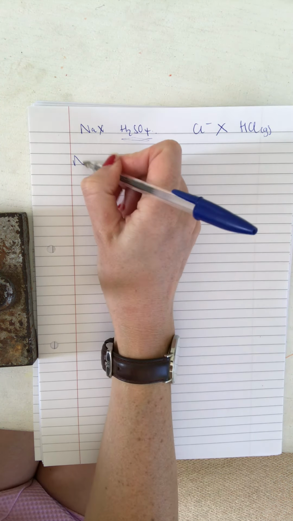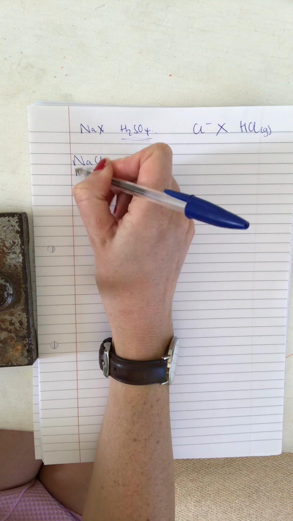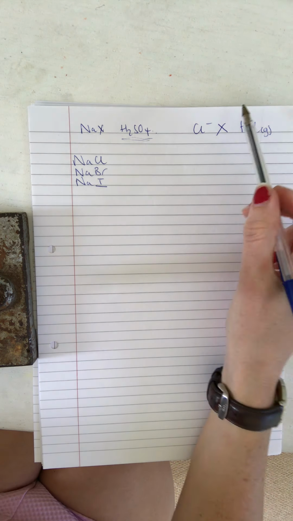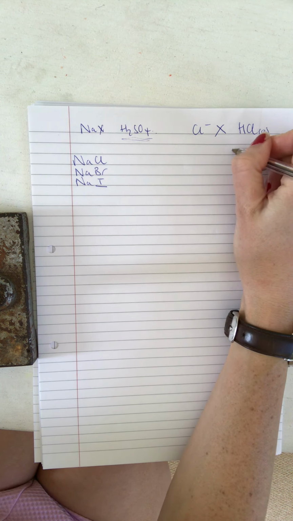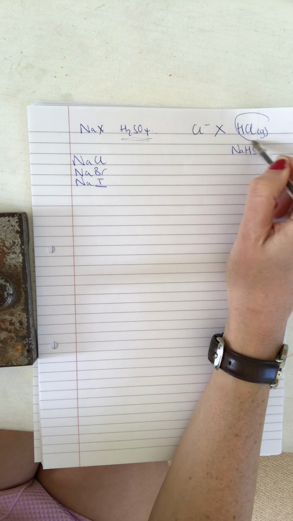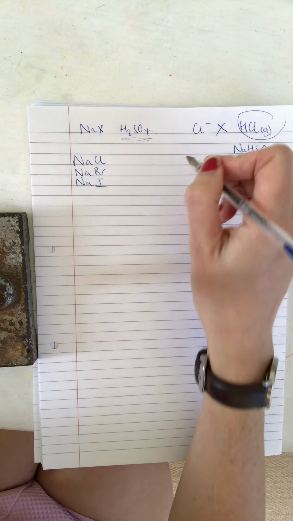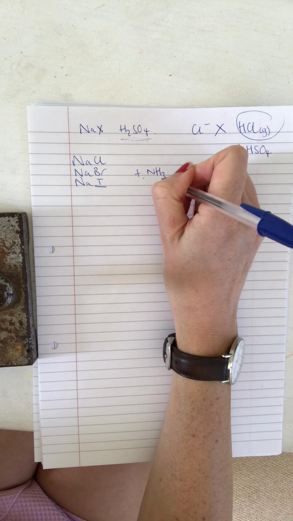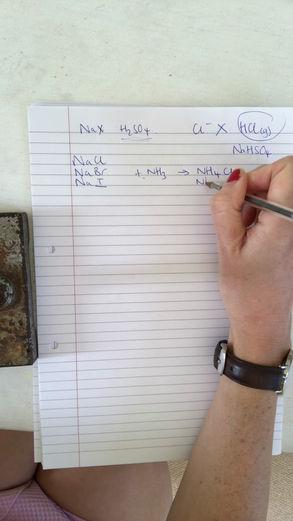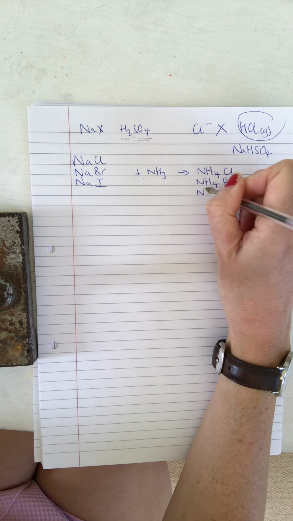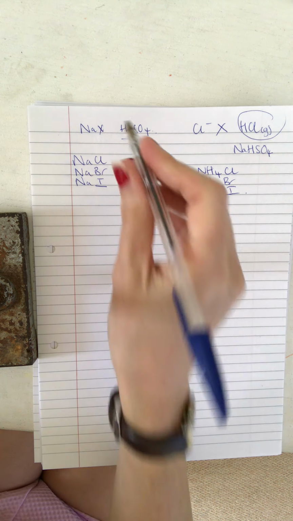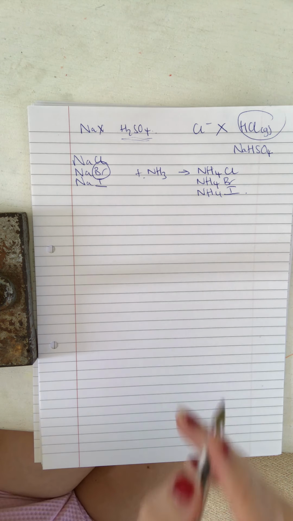All of the sodium halide ions in question will do exactly the same thing. They will produce the hydrogen halide gas. They will also produce the sodium hydrogen sulfate, and this hydrogen halide gas will react with ammonia and it will give you the ammonium salt. Okay, and that is a white solid. All three will react in the same way. However, sodium bromide will continue to react.